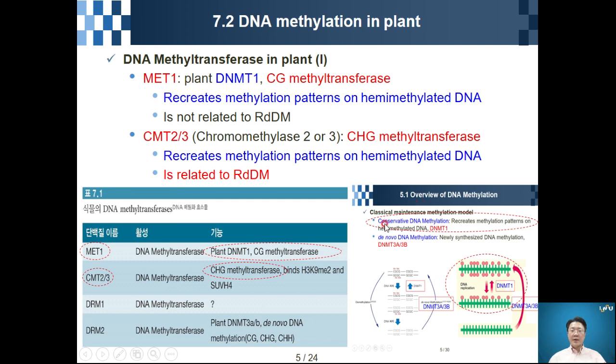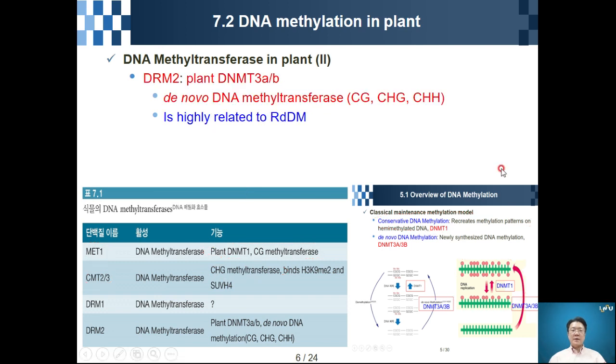In the conservative DNA methylation model, in plants, especially MET1 and CMT2 or 3 are involved in conservative DNA methylation. The difference between MET1 and CMT2 or 3 is that MET1 is a CG methyltransferase and CMT2 or 3 is a CHG methyltransferase. Also, MET1 is not related to RdDM, but CMT2 or 3 is related to RdDM.